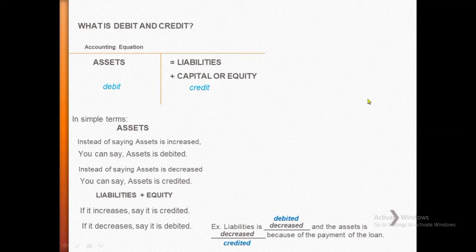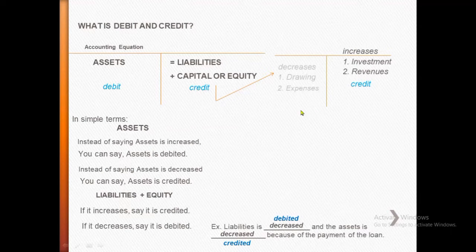And since I always emphasize that the capital can be increased by both the investment from the owners and revenues from customers, let's assign credit to them. The same with the normal balance of the capital account. I also told you that the capital can be decreased by the withdrawal by the owners and expenses of the business. Since they deduct from the capital account, let's assign debit to them. So that's it for the normal balances.